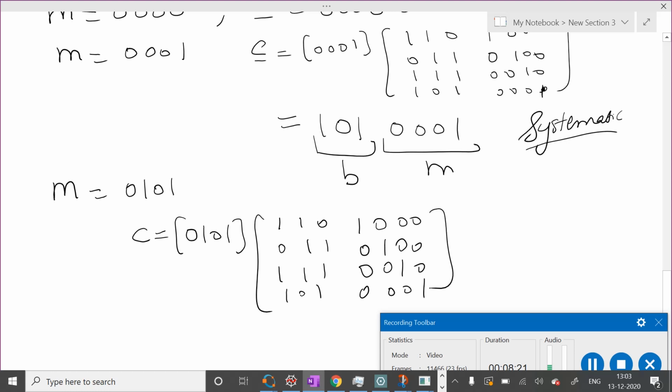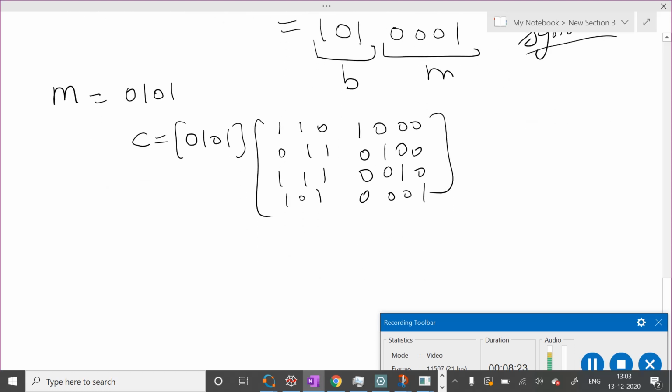Just do a simple matrix multiplication and you will get 1100101. So the first part, these are the parity bits, and this is the message bits. So this is b m, this is your code word.